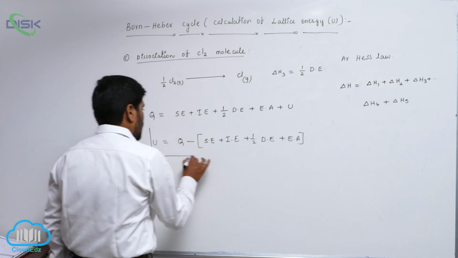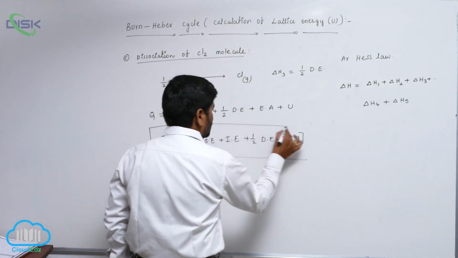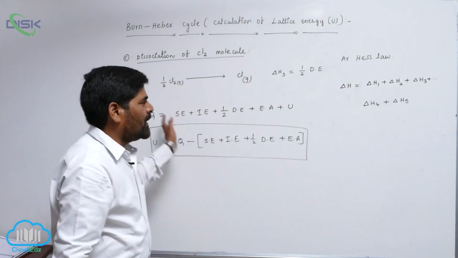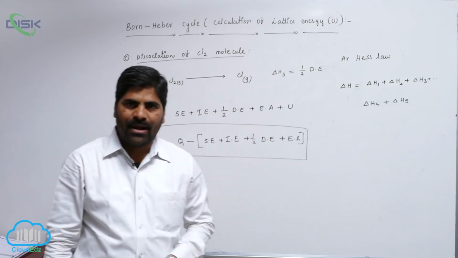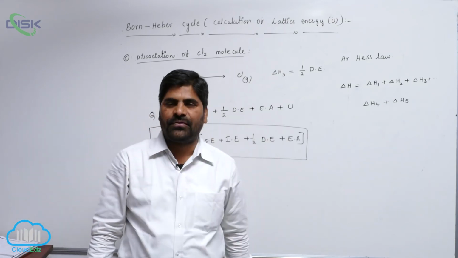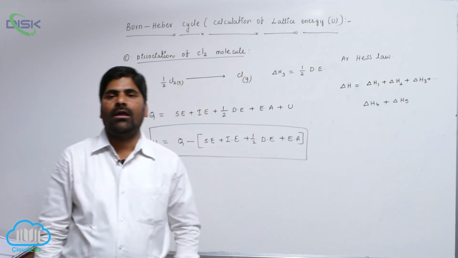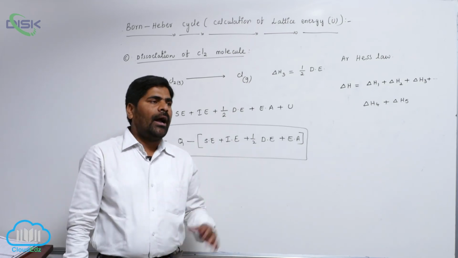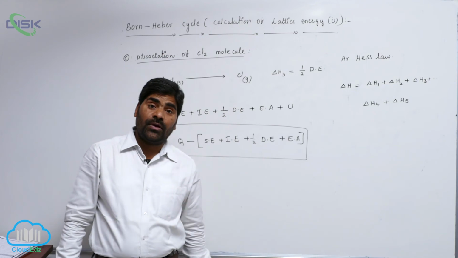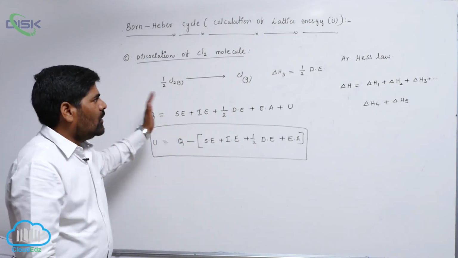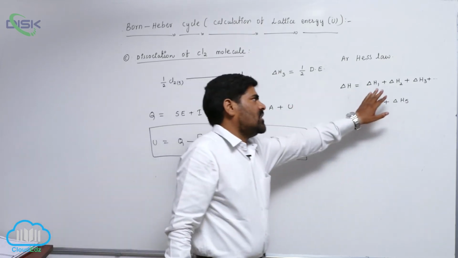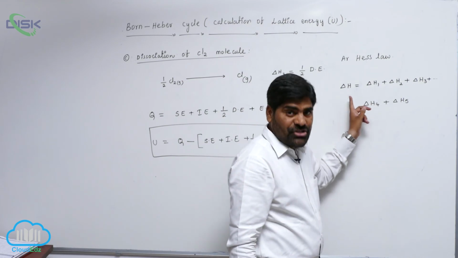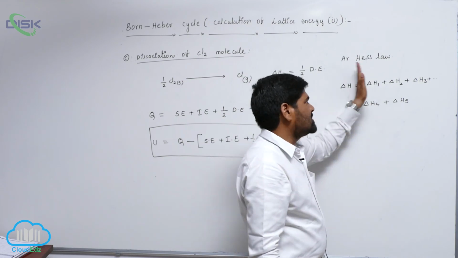So by using this particular principle, we can calculate which one? Lattice energy. This particular cycle is known as what? Born-Haber cycle. So sublimation of sodium metal, ionization of sodium metal, dissociation of chlorine molecule, then ionization of chlorine and formation of which one? Sodium chloride crystal. So as per Hess law, the sum of all the energies of all the processes always equals the total heat change. So this is the Hess law.